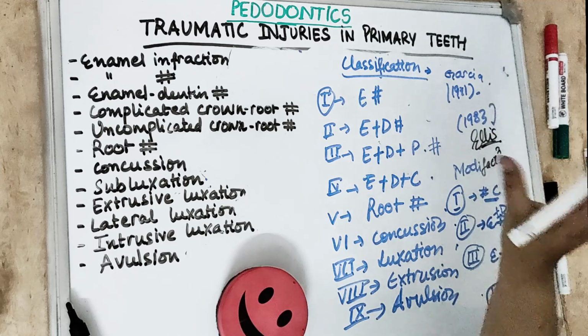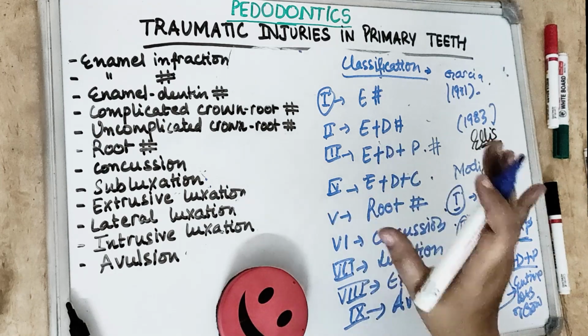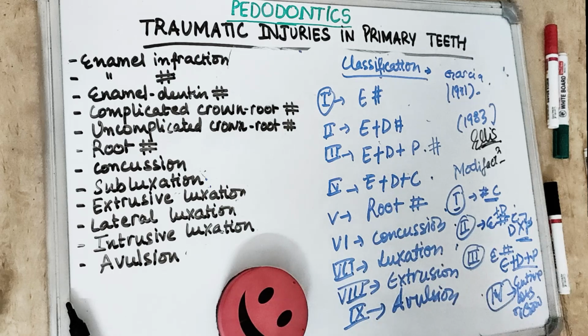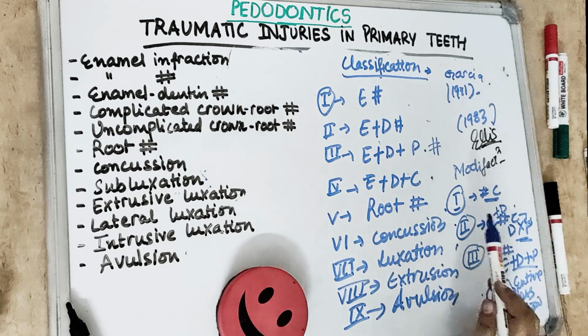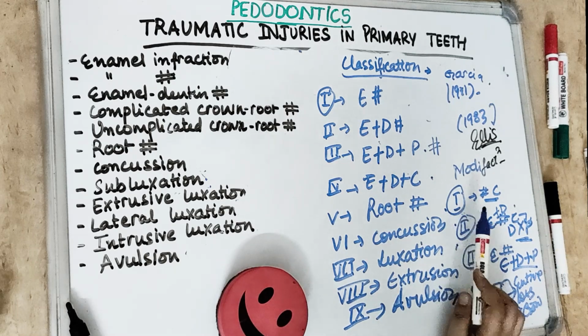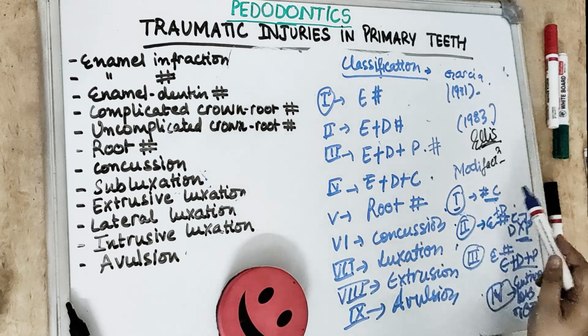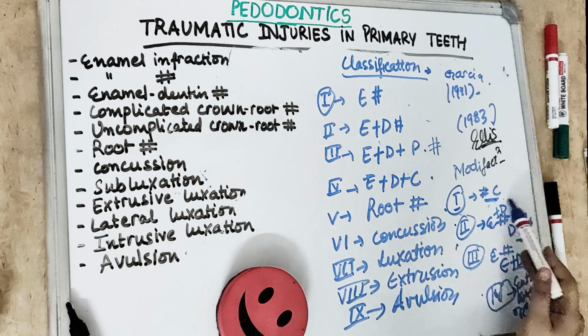So we have covered 2 classifications. One is the fracture classification of the primary teeth given by Garcia Godoy in 1981, and the other one is the modification of the Ellis classification by McDonald, Avery and Lynch in 1983. Again, we'll go through the modification of Ellis classification. Class 1 is just the crown is fractured. In simple words, we can say the crown is fractured.